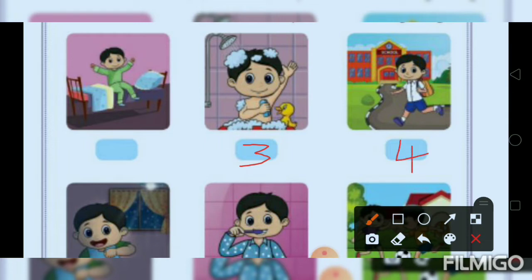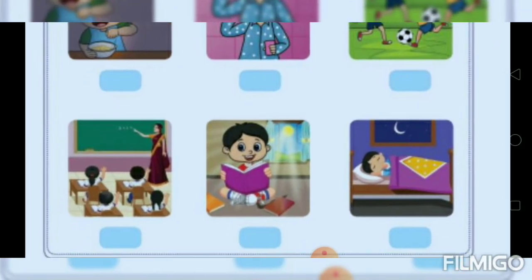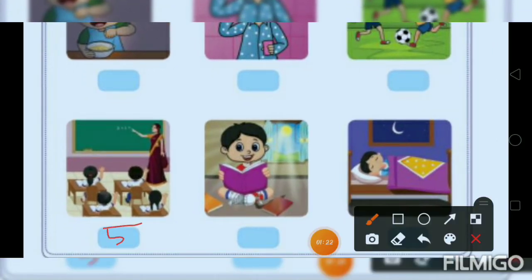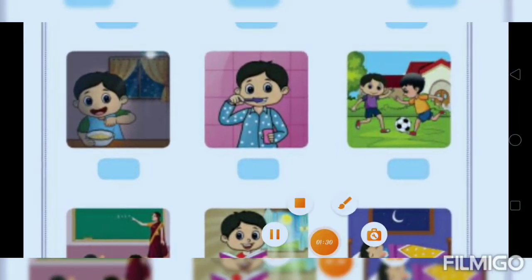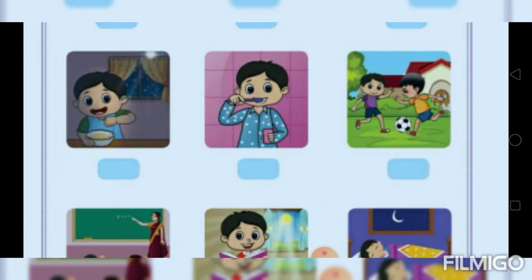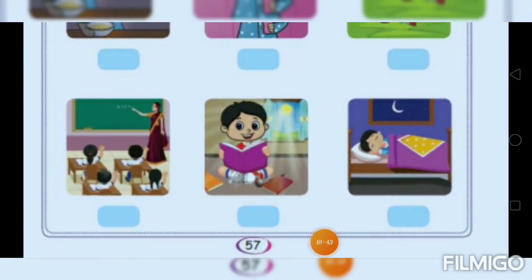You write 4. Next, fifth one is listening to the class, so you write 5 on that box. Next, sixth image is playing, so you write 6. Seventh image is reading the homework, so you write 7 in this box.